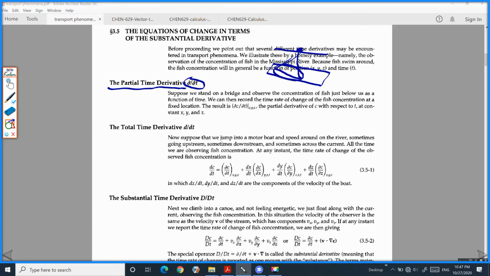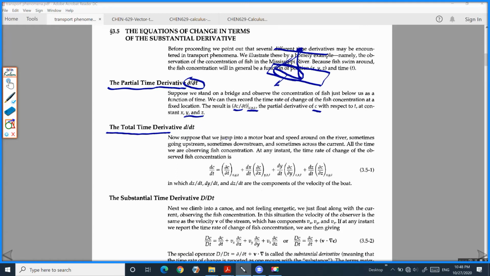If you fix your location like this, let's say you define some control volume, some control surface, then you can see the fish concentration change with respect to time for constant x, y, z, and this shows the concentration change of the fish with respect to time. We call this the partial derivative of the concentration c with respect to t at constant x, y, z. This is the first definition. The second one, we call the total time derivative, d over dt.